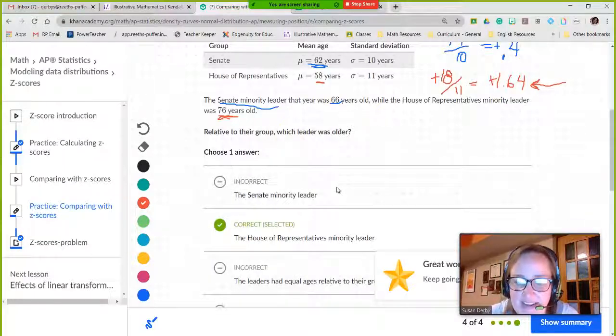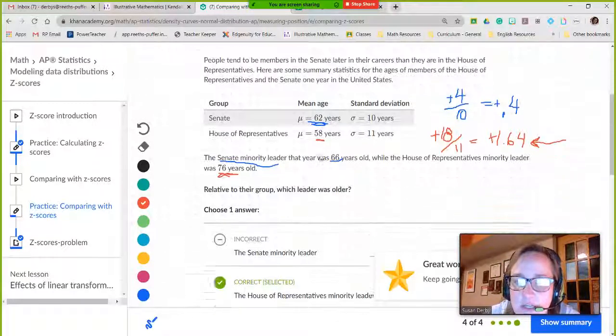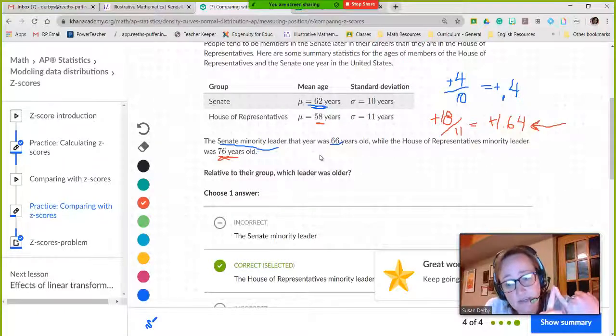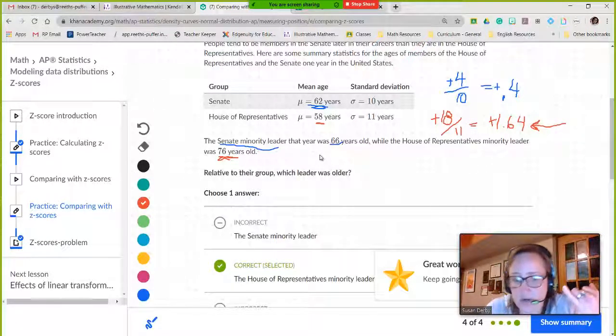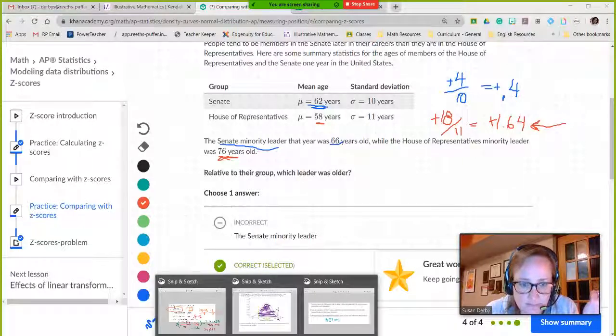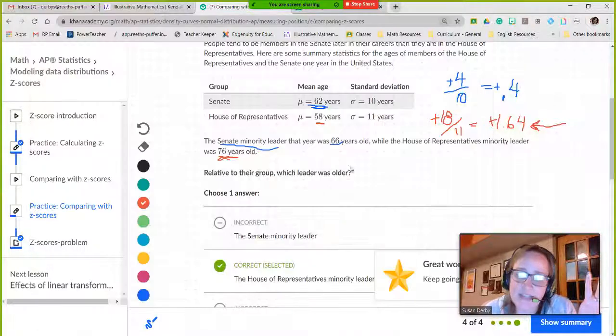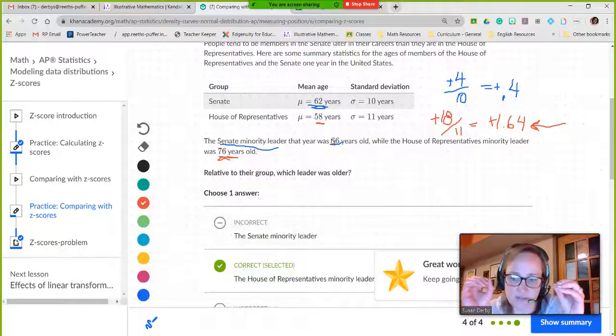Got it, right? So z-scores can help us compare things that aren't exactly similar, or that are from two different data sets. So you'll see some other ideas here where it's going to ask you to practice calculating z-scores. Remember our formula that you're going to need to have on hand as we do that: value minus the mean, divided by standard deviation. And then it's going to ask you to put it into use about comparing different elements to their groups respectively.